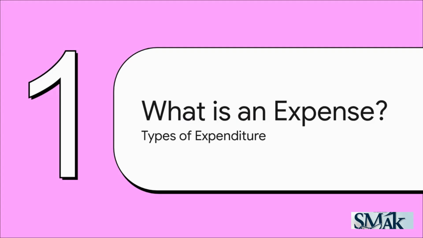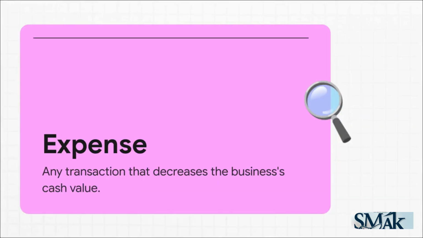Section 1. What is an expense and the types of expense or expenditure? At its core, an expense is simply any item or transaction that decreases the business's cash value. Simple enough, right? But as professionals, we know it's not quite that black and white. We have to distinguish between the primary types of expenditure.